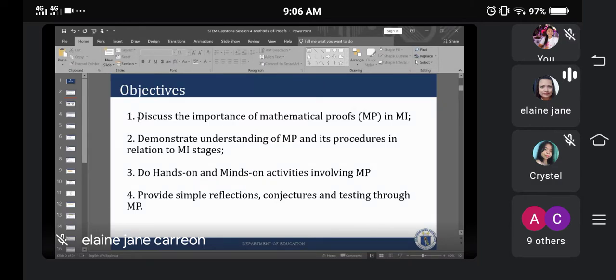Our first objective is to discuss the importance of mathematical proofs, MP in MI. Number two, demonstrate understanding of mathematical proof and its procedures in relation to mathematical induction stages. Number three, do hands-on and minds-on activities involving mathematical proofs. And number four, provide simple reflections, conjectures, and testing through mathematical proofs.